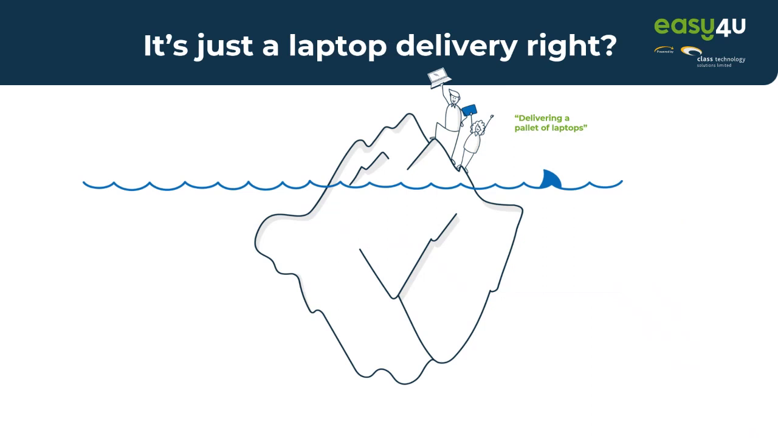Now, I want to take you to a story about laptop deliveries. Many one-to-one schemes, and there are loads out there, most of them, if not all of them, ask you to enter into an operating lease, and then they just put the devices in your school. They deliver them on a pallet, and they go, "There you go. Here are your devices. Get on with it." Basically, we set the scheme up, we've done all of that, now get on with it. That's not what we do here at Easy for You.